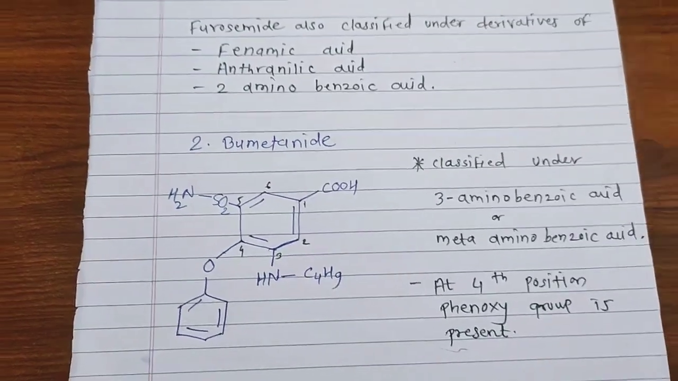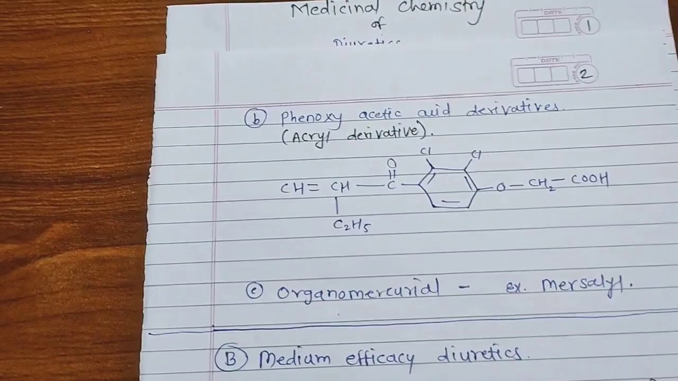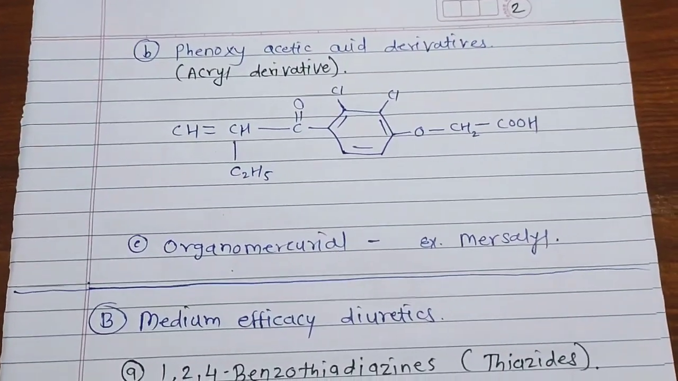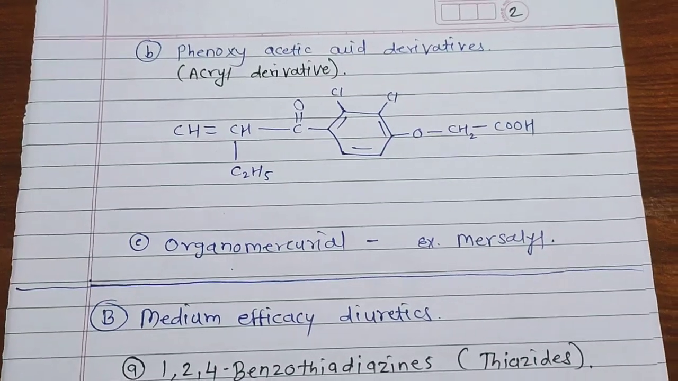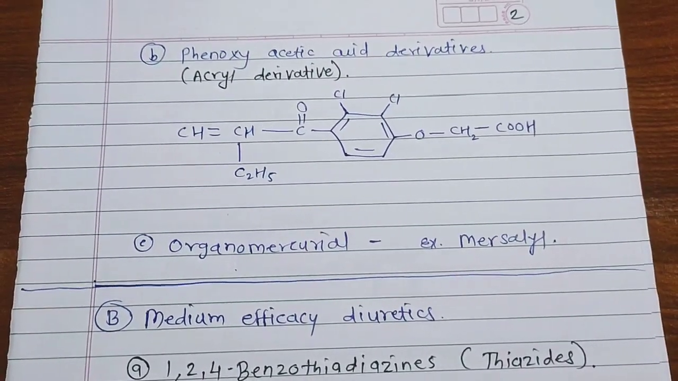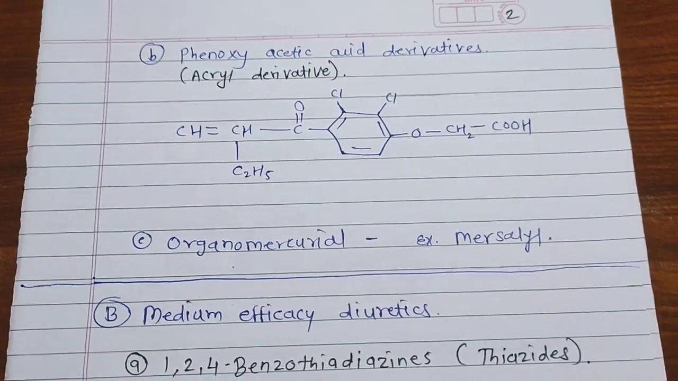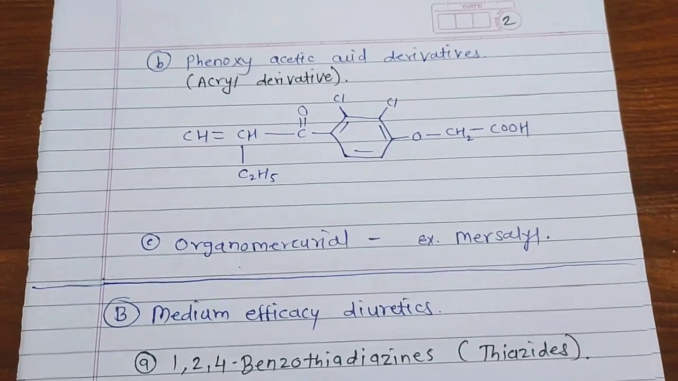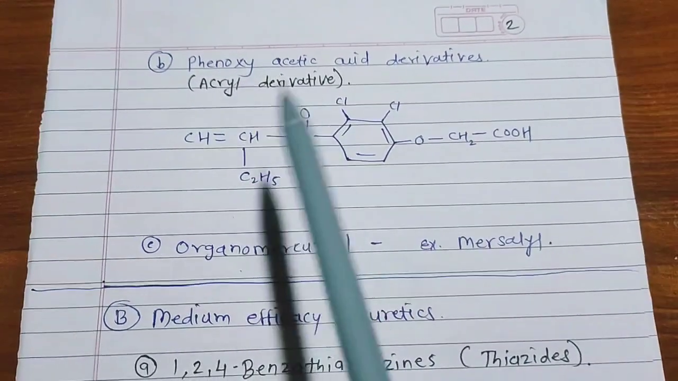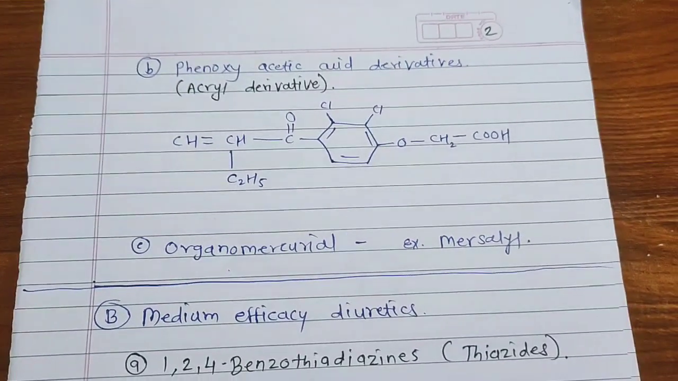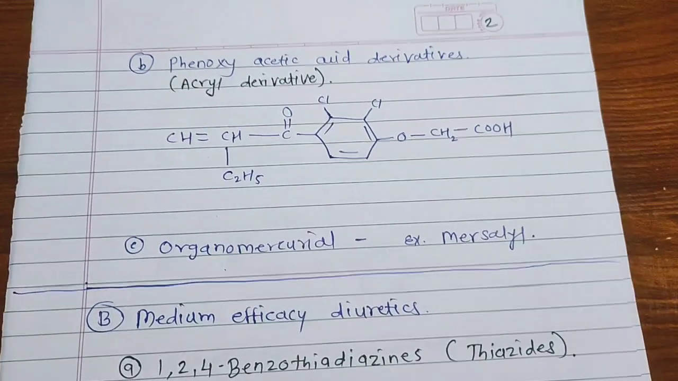Moving on to the next category, which is the phenoxyacetic acid derivative. In the phenoxyacetic acid derivative we have the drug which is called ethacrynic acid. This is the phenoxyacetic acid derivative, and which is also classified under the acryloyl derivative.